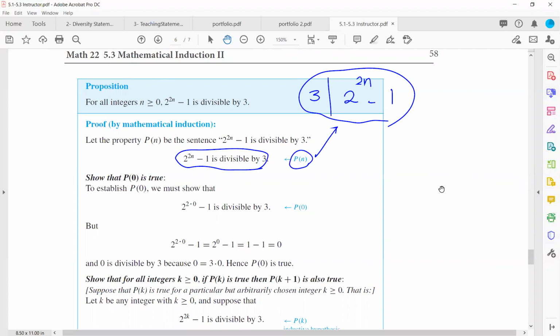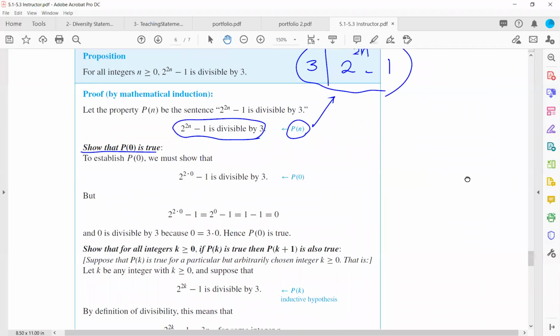The very first element in your domain is 0, so your goal is to show that P(0) is true. It means that wherever you see n, you plug in 0. Very well. 2 to the 2 times 0 minus 1 is 1 minus 1, which is equal to 0, and you know that 3 divides 0. Of course, 0 can be written as 3 times 0. So this is always true.